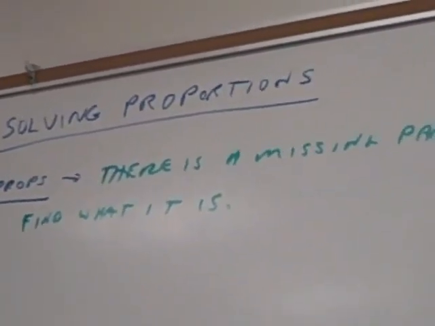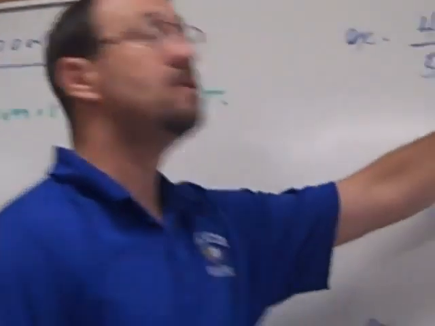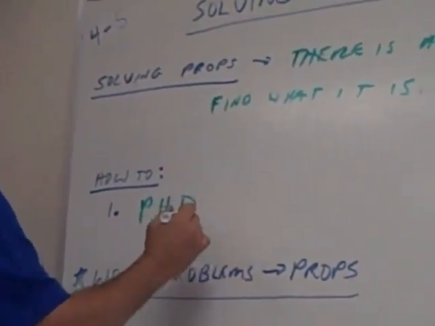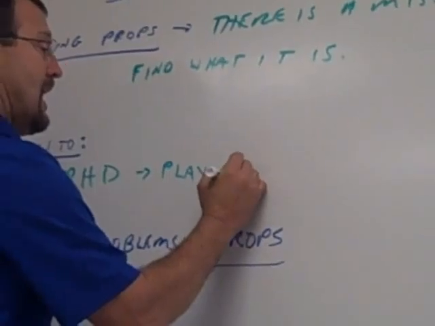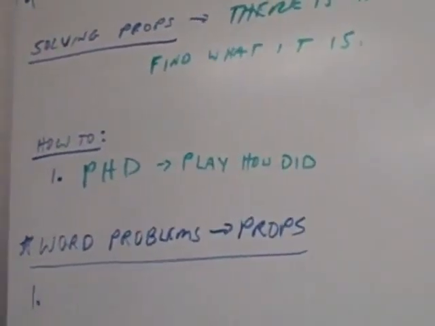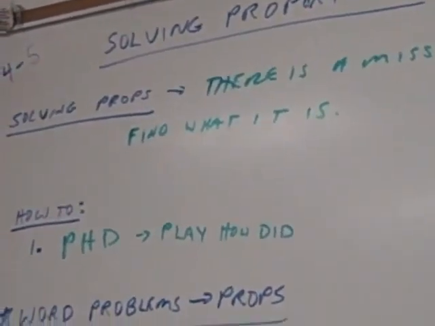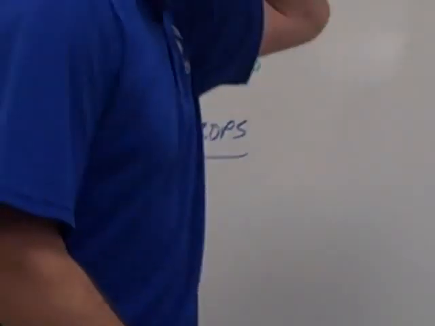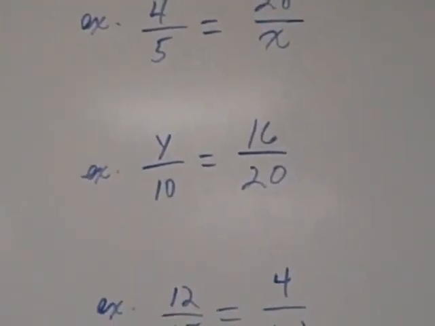And Brother Tuck remembers equivalent fractions. When we have a missing part, what do we do? PhD. P-H-D. That's the Jordanism. And what does that mean? Play how did. Play how did. And whatever you did, you do the exact same thing to the other part. Correct? So, let's work these that are just plain old ratios that are equal with a missing part. Solve the proportion. And we're going to do it PhD.